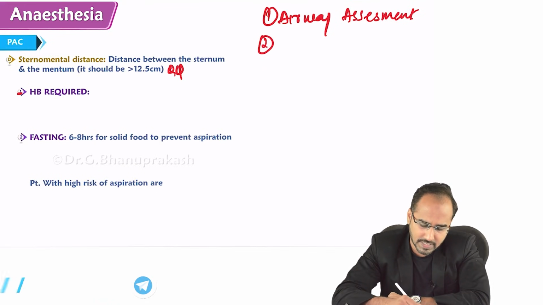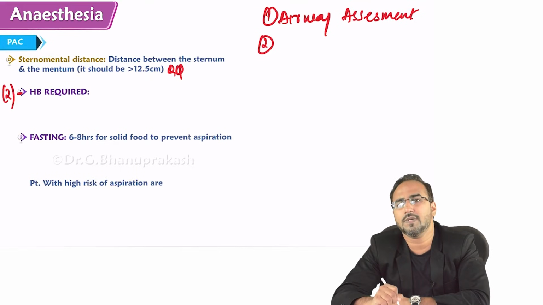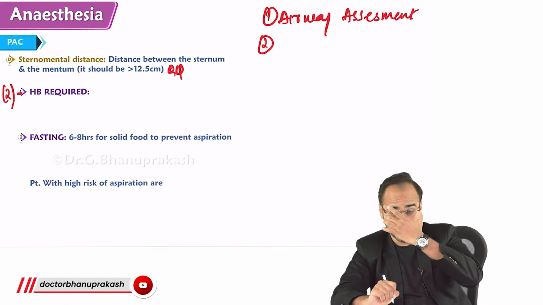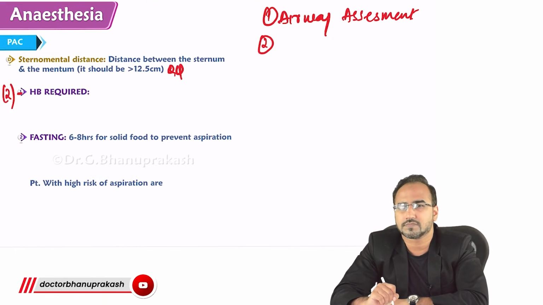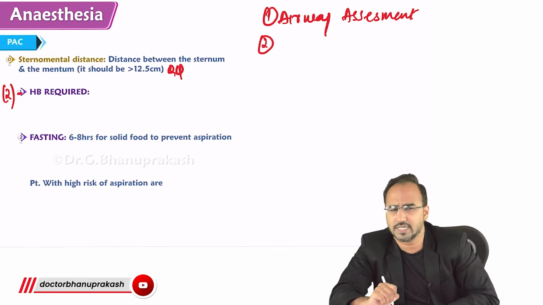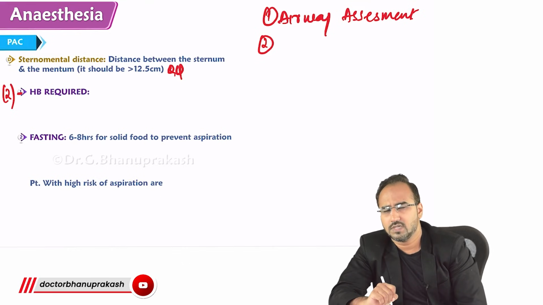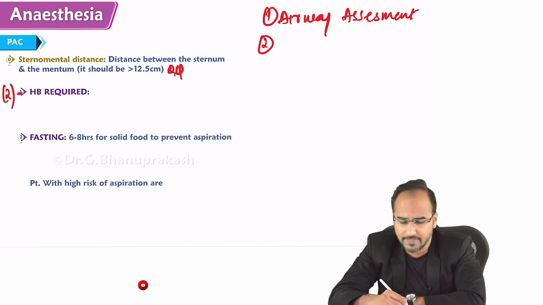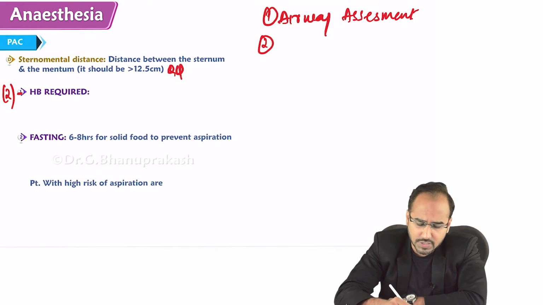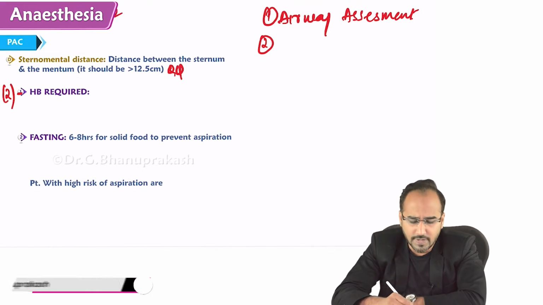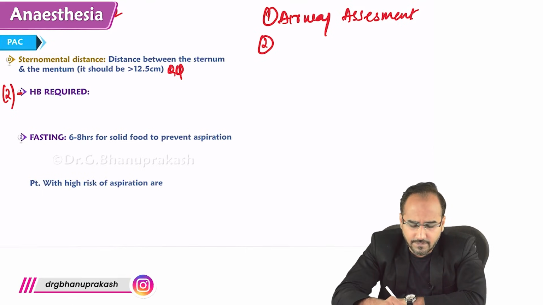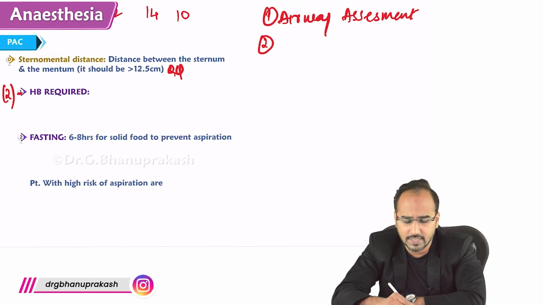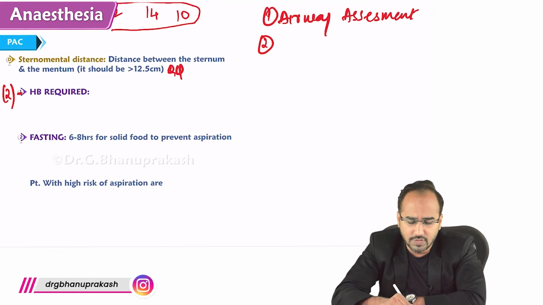The next step in the PAC is called what, guys? Hemoglobin. How much hemoglobin is required before any surgery? Any random guesses, guys? I believe some of you are guessing hemoglobin as 12, some as 14, some as 10. One is the right answer over here.